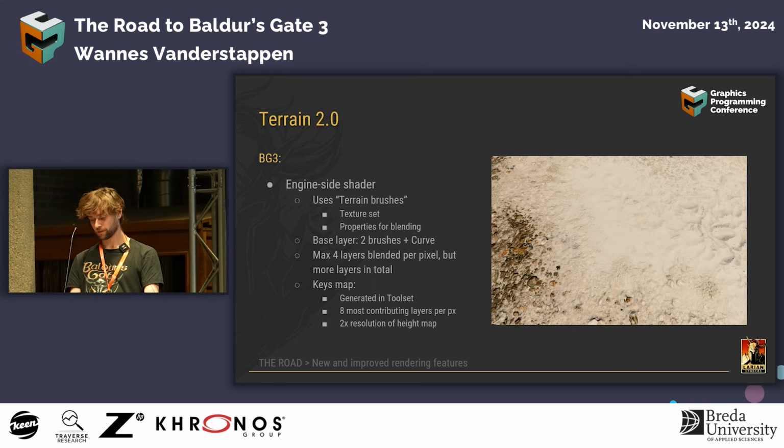We used an engine-side shader this time. So we used terrain brushes which have a texture set and some properties to do the blending, height-based. We allow a maximum of 4 layers to be blended per pixel, but we allow many more layers in total. And for that, we use a keys map. This is generated in the tool set from the painted data. And this gives us the 8 most contributing layers for each pixel in that keys map. And this is done at twice the resolution of the height map.